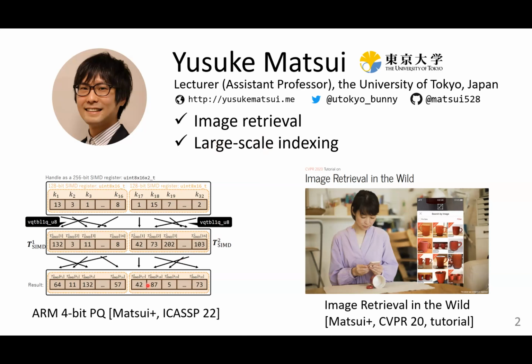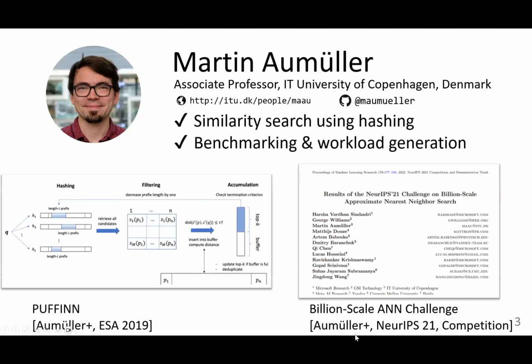And like this one, I presented some work in the ICASSP. This one is an ARM implementation of neural network search in Faiss, the famous Facebook library. So our team is the also ARM implementation. And I did some previously. I did some tutorial for neural network search in the previous CVPR, like this one. Okay. Then Martin, you think?